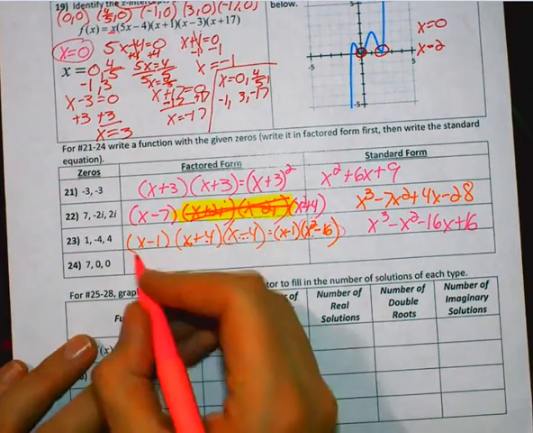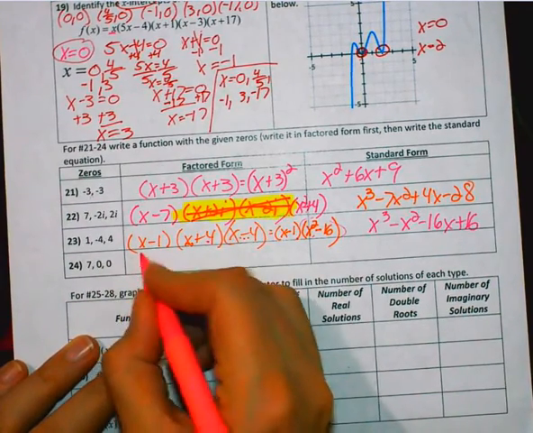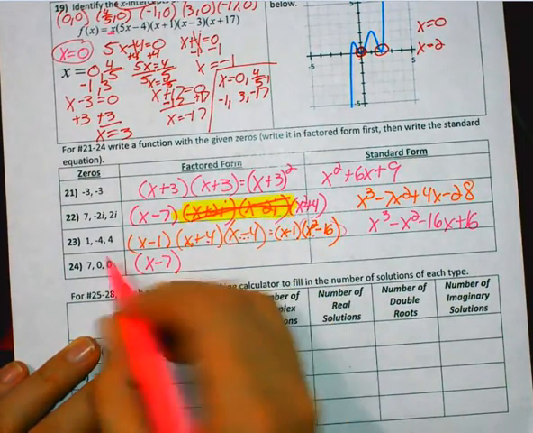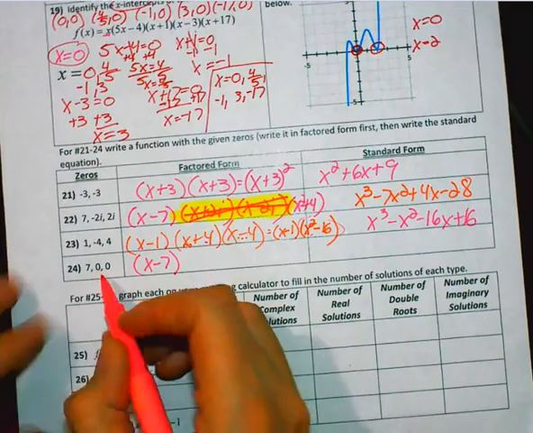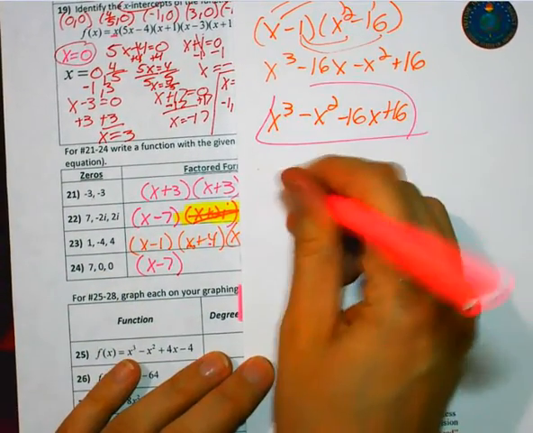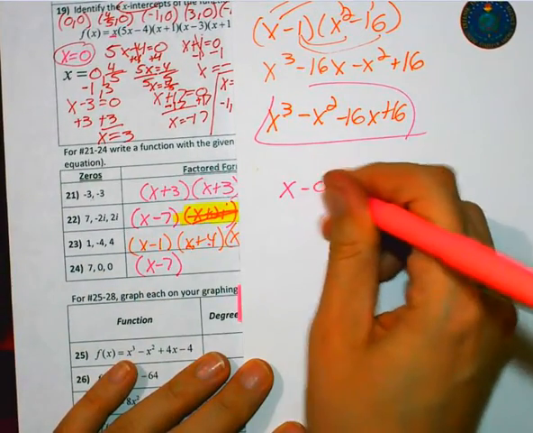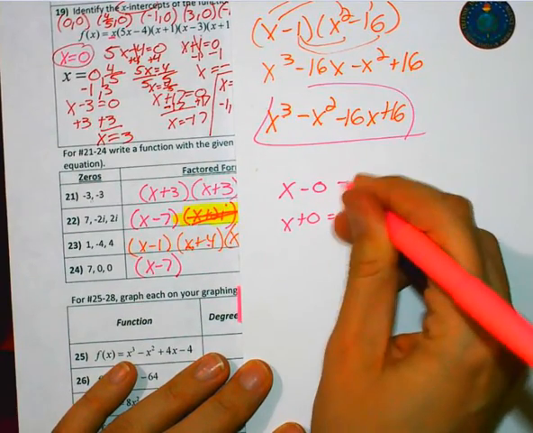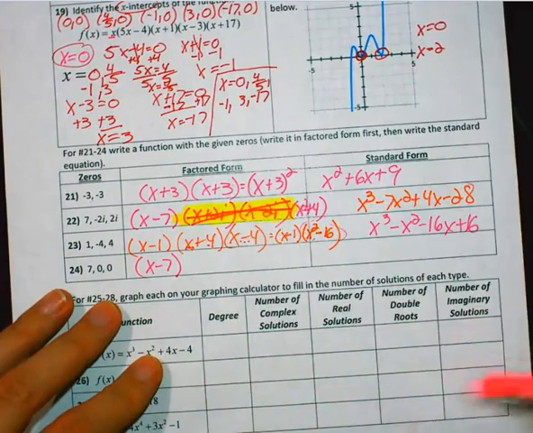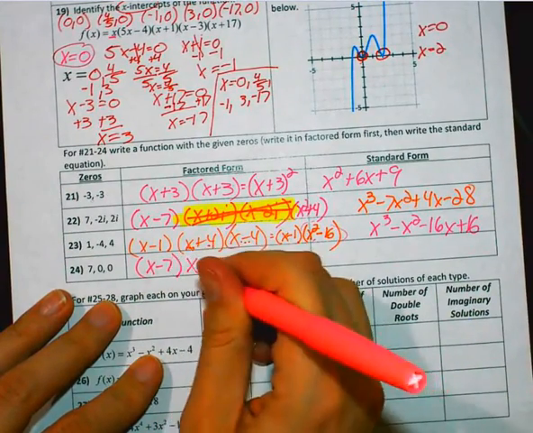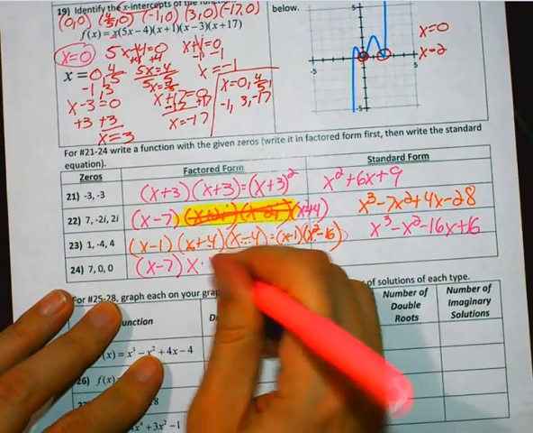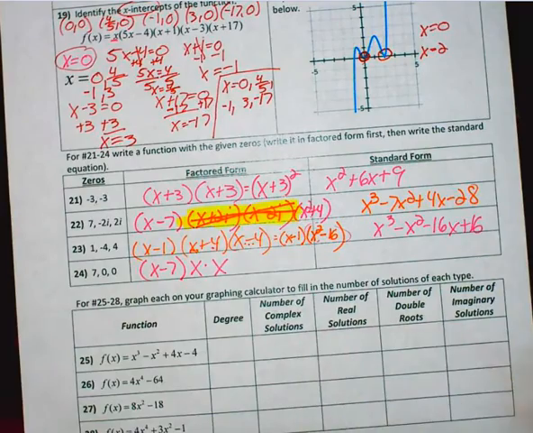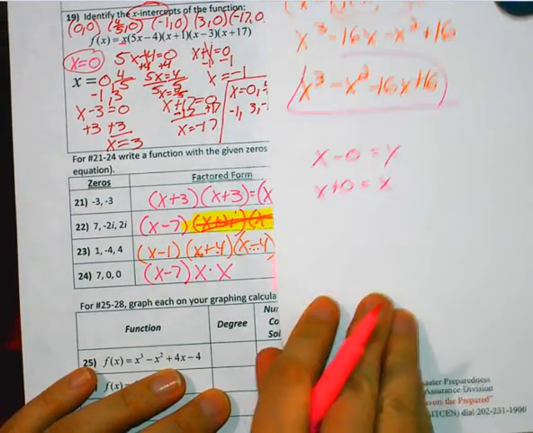Okay, so my factors for the last one, so I have x minus 7, and then notice that the pattern here is to say x minus or plus whatever the number is. Well, x minus 0 or x plus 0 is just x. Okay, well, if that's the case, then I know I have an x, and then I have another x. So x minus 7 times x times x. It's pretty simple to do.